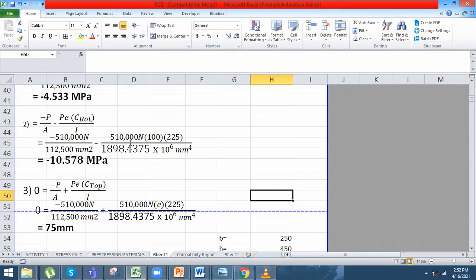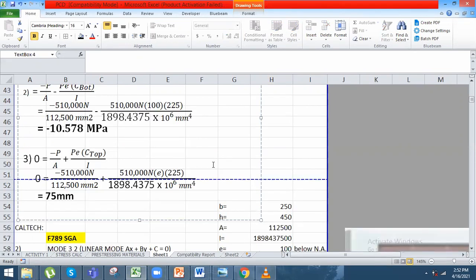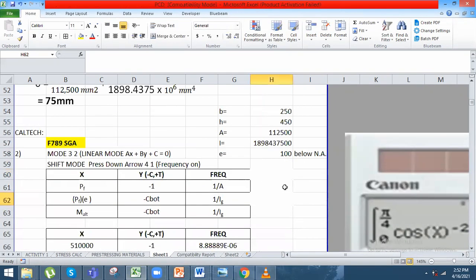Ang isang diskarte dyan, kung mas preferred nyo ang manual calculation, kunin nyo muna itong negative P over A, store nyo sa A. Kunin nyo itong P e C-bot over I, store nyo sa B. Tapos yung M C over I naman na susunod sa C. Ngayon, kung ayaw nyo ng paulit-ulit, we can use this calculator technique.